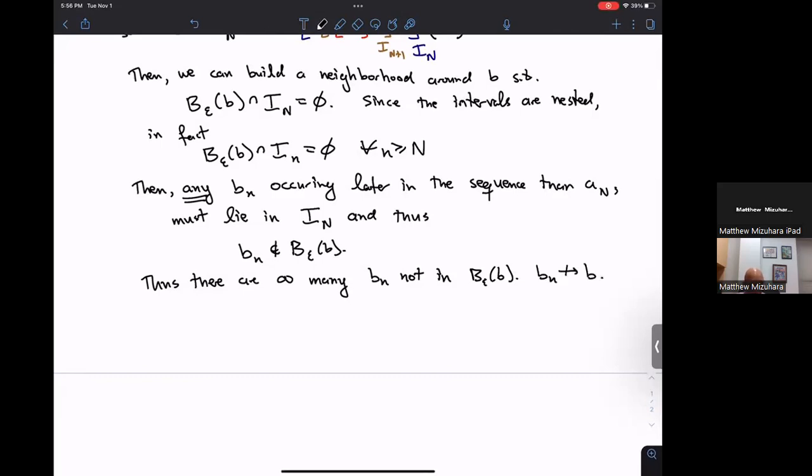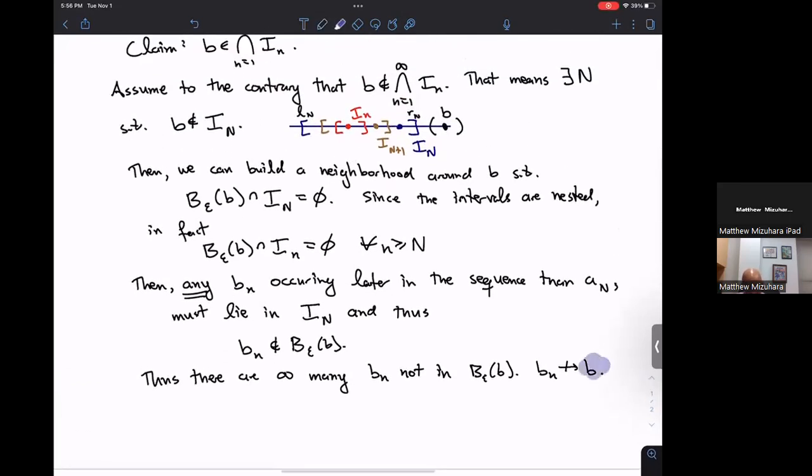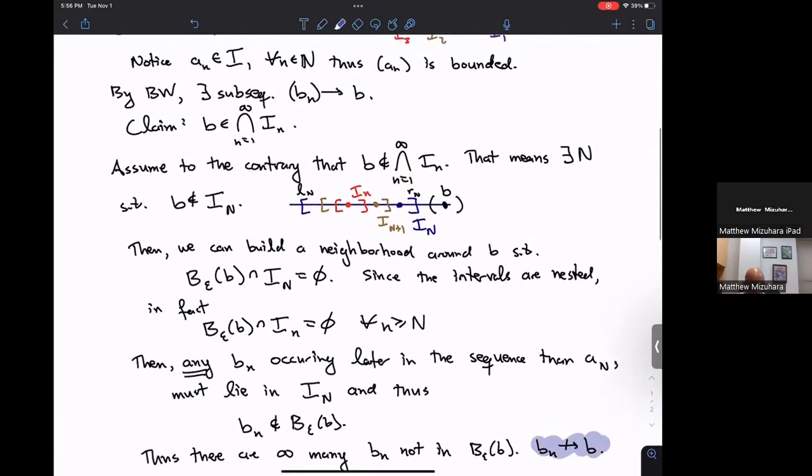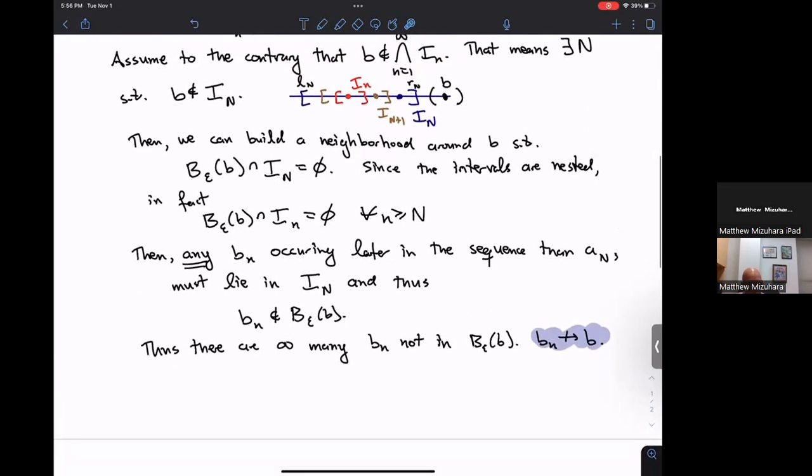And of course, that's a contradiction because we know by assumption, or by the Bolzano-Weierstrass theorem from before, that it does converge to b. That's the contradiction we were looking for. So all of this was coming from our contradictory assumption that this little b was not in the infinite intersection, which means it must indeed be there. That completes the proof, because now that intersection is not empty and we've proved the nested intervals property again.